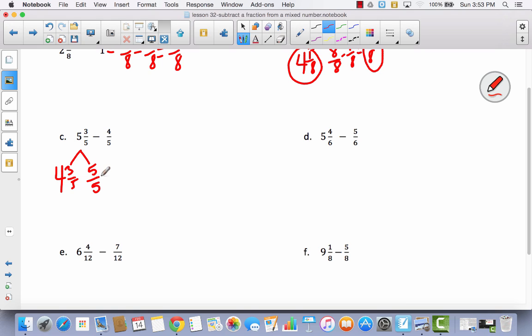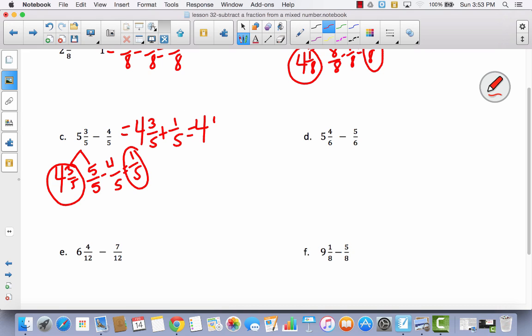But I'm decomposing it this way because I can easily take 4/5 from 5/5, and that leaves 1/5. Now I'm going to take what's left here and go back and add it to this mixed number, and then I'll get my answer. 4 3/5 plus 1/5 equals 4 4/5.